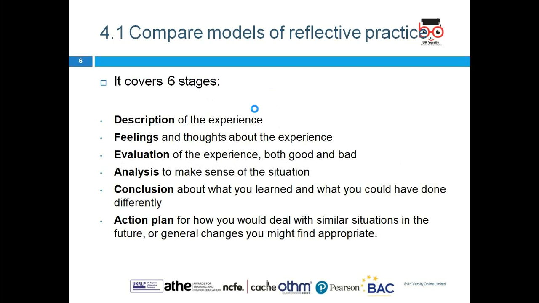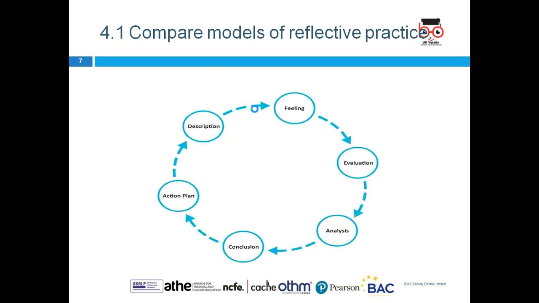So it covers 6 stages. You've got a description of what the experience is, feelings and thoughts about the experience, evaluation of the experience, so both good and bad. You've got an analysis, so you can make sense of what the situation was. You've got a conclusion about what you've learned and what you could have done differently, and even what you could keep the same. And then an action plan for how you deal with similar situations in the future or any changes or adaptations that you might want to make. Okay? So: description, feelings, evaluation, analysis, conclusion, action plan.